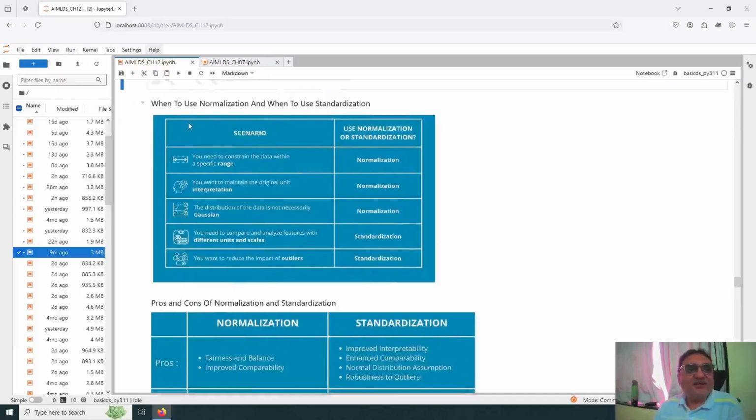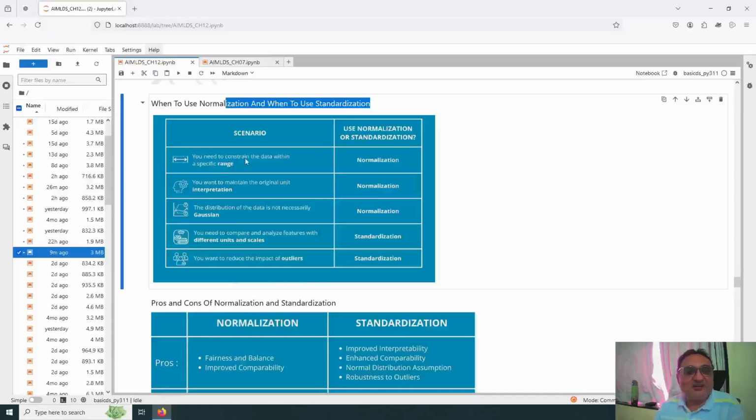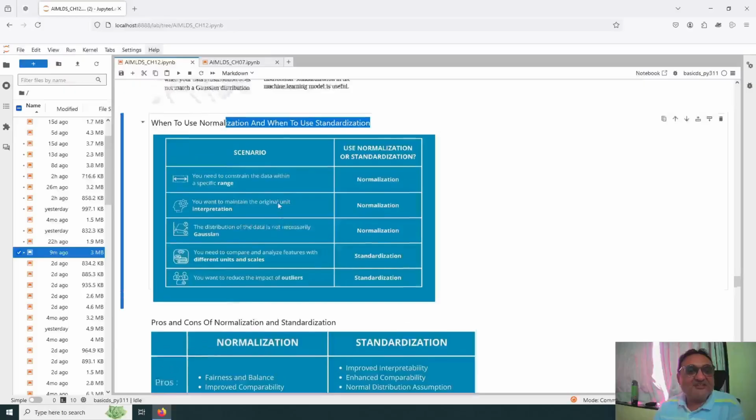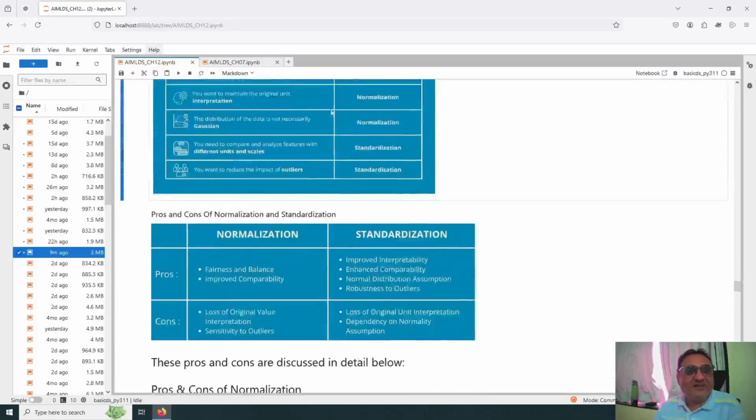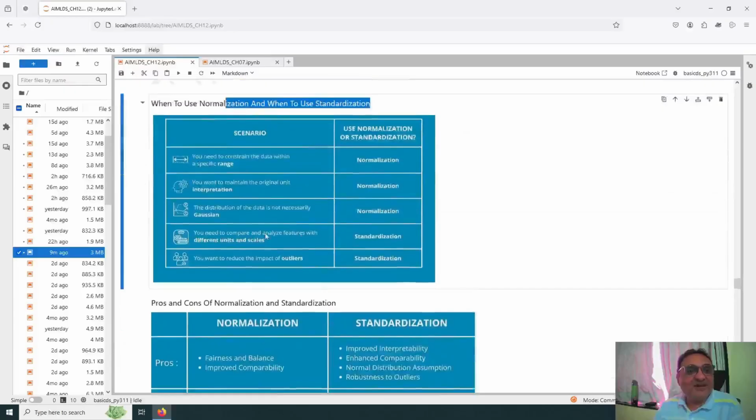So again, here the same thing is written, about when to use normalization and when to use standardization. Suppose I need to constrain the data in a specific range, say 0 to 1 or -1 to 1. Clearly, normalization. When I want to maintain the original unit interpretation, then again clearly normalization. If the distribution of the data is not Gaussian, as we have done here, then again normalization. But if we need to compare and analyze features with different units and different scales.